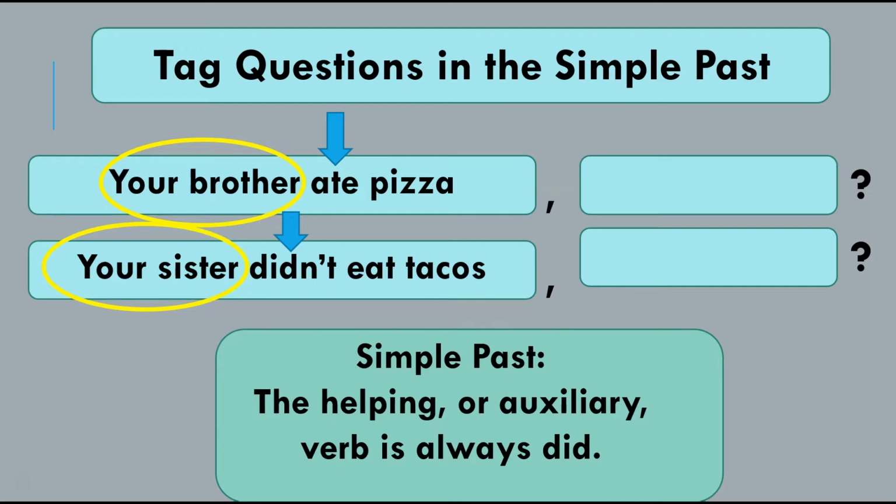Your brother ate pizza. He is our subject because we have your brother. And ate, our auxiliary verb there is did. So didn't he? Your sister didn't eat tacos. Your sister is she. And our verb is didn't. So we need to change that to the positive. Did. Your sister didn't eat tacos, did she?